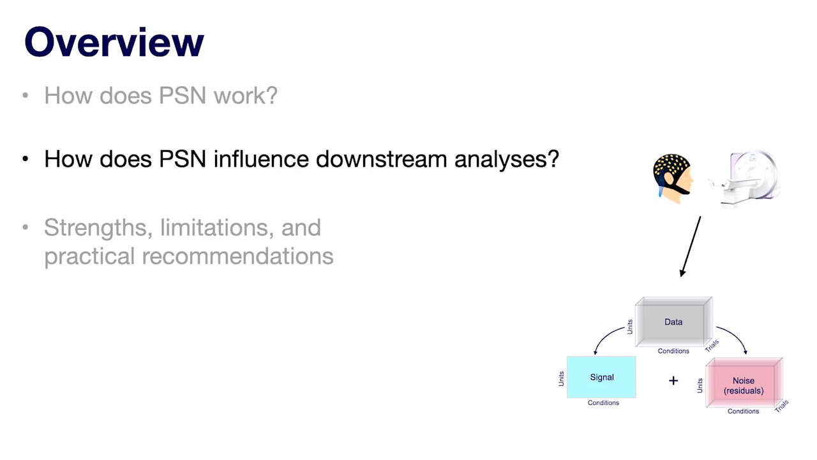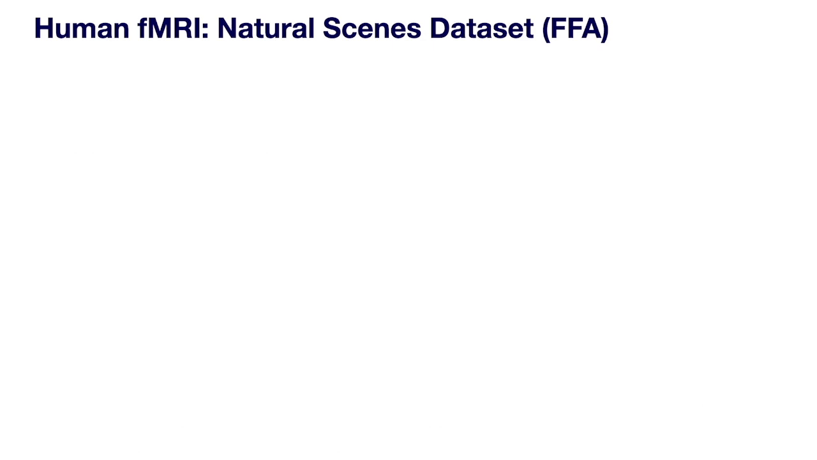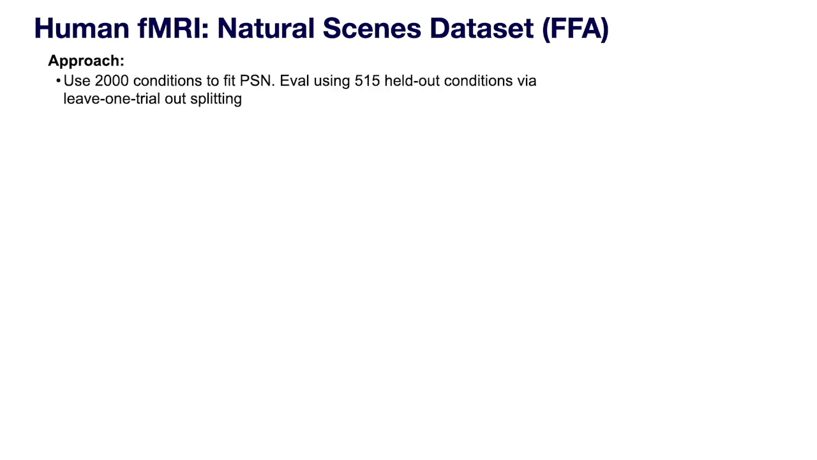So now let's look at how this works with real data. If you buy what I've told you so far, then a key prediction is that PSN should improve reliability and also improve the stability of various downstream outcomes. So let's look at the same FFA data we were plotting before, and here we're going to use 2,000 conditions to fit PSN, and then evaluate using 515 held-out conditions that are shared across the 8 subjects. And for those 515 stimuli, we'll do leave one trial out splitting and run 3 different reliability comparisons.